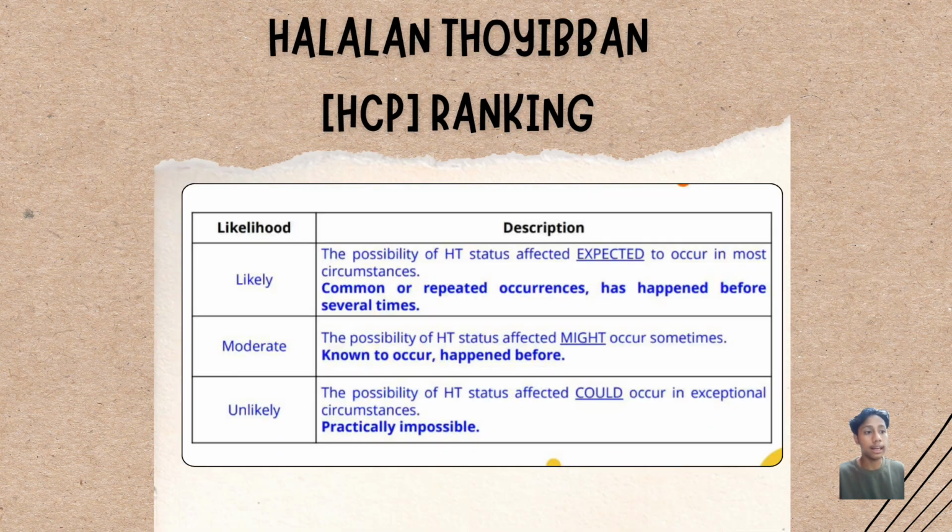So next is the halalan toyyiban ranking. There are 3: likely, moderate and also unlikely. For likely, the possibility of halalan toyyiban status being affected is expected to occur in most circumstances. Common or repeated occurrence has happened before several times. Number 2 is moderate. The possibility of halalan toyyiban status being affected might occur sometimes. Known to occur, has happened before. And lastly, unlikely. The possibility of halalan toyyiban status being affected could occur only in exceptional circumstances, practically impossible.